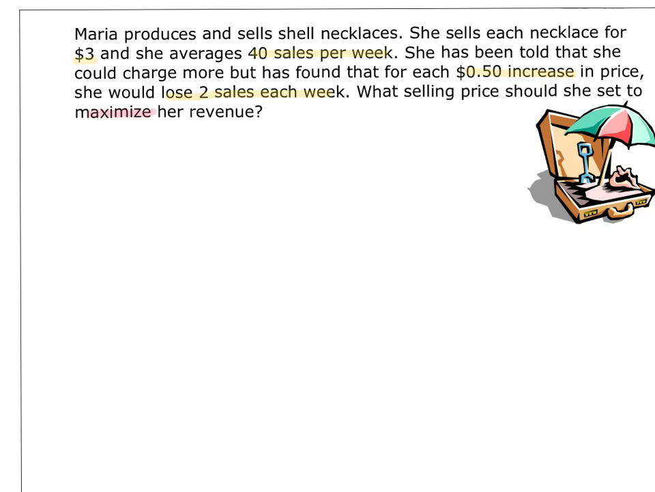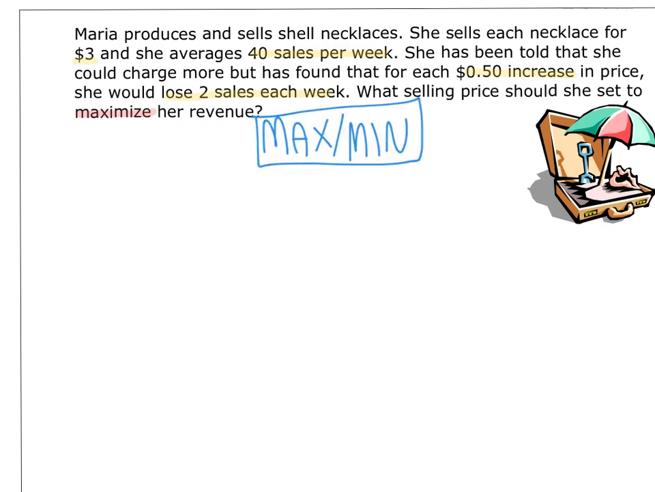So we see this word maximize, which tells me this is a max/min problem. If you have the words maximize, minimize, the greatest, the least, this helps you identify if it is a max or minimum problem. So here what we are interested in is the vertex.